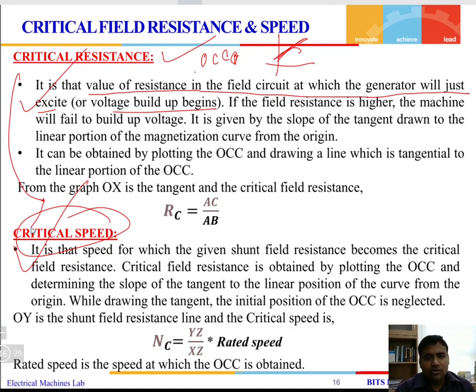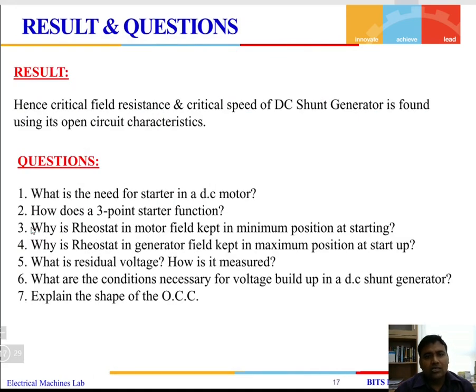These two things you have to obtain from the OCC curve, and you have to write the result: what are the critical field resistance and critical speed for a DC shunt generator. And you will be able to answer these questions after completing this experiment.